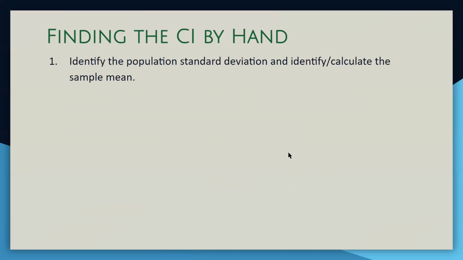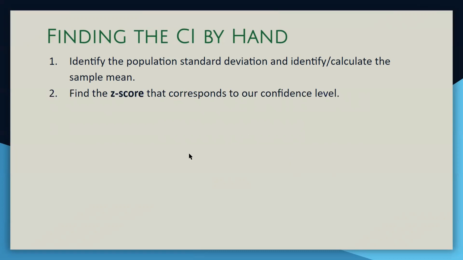So to do this by hand, the first thing we're going to do is read the problem. We're going to pick off the population standard deviation and identify or calculate the sample mean. Sometimes they'll give you the sample mean directly. Sometimes they'll give you a list of raw data and ask you to calculate it. Next, you're going to find the z-score that corresponds to our confidence level. So that has to do with the standard normal distribution.